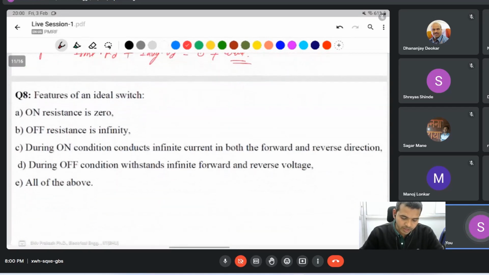Okay, question number 8 is given here. Feature of the ideal switches. I think all of you know about the ideal switches.